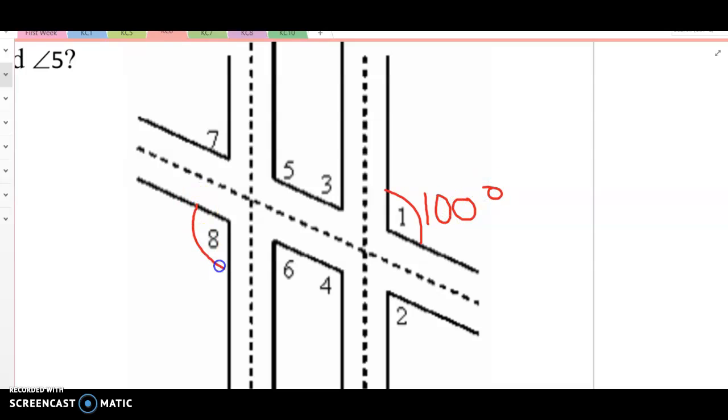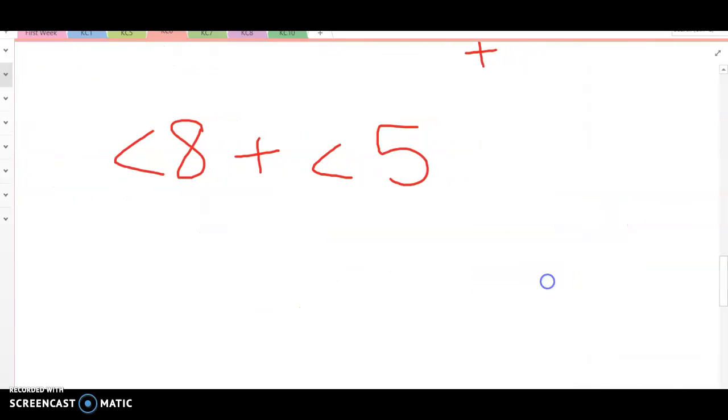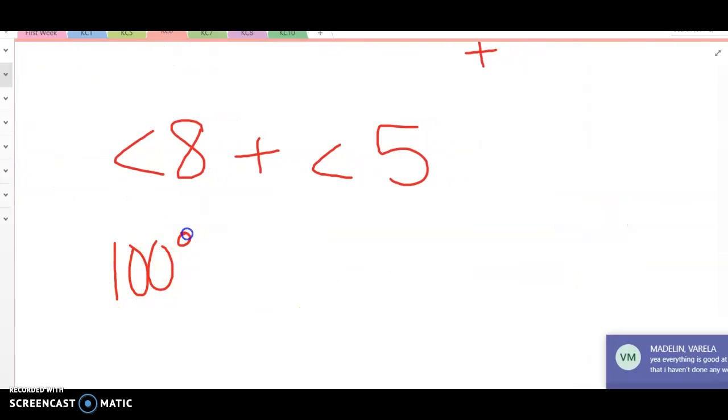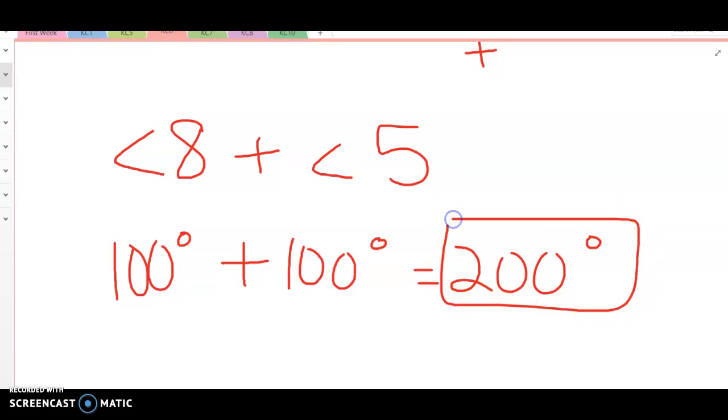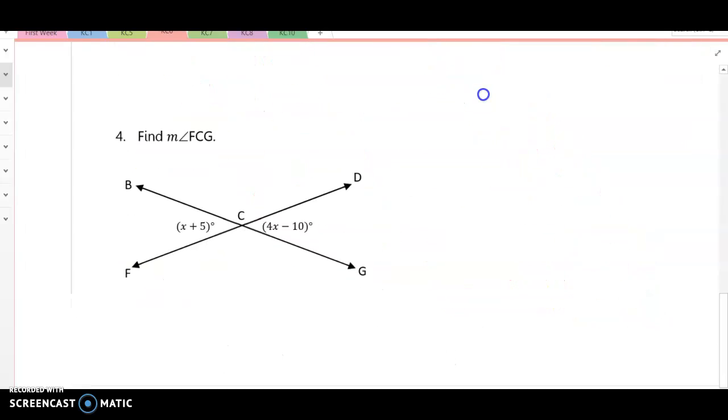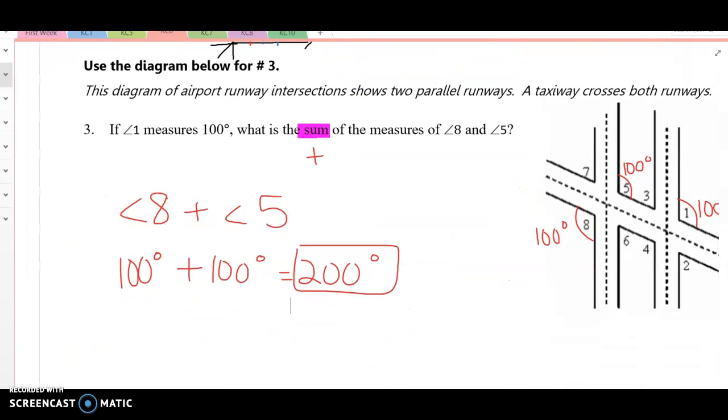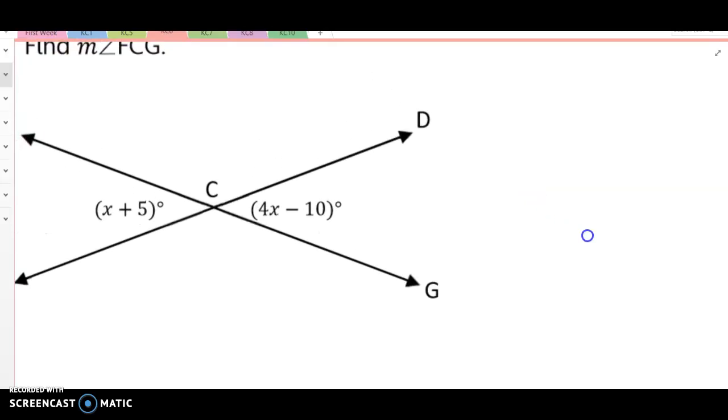Well, it looks like 1 and 8 are actually equal to each other. So 8 is also 100 degrees. And since 8 and 5 are across from each other, 5 is yet again 100 degrees. So we figured out 8 is 100 degrees, 5 is 100 degrees. So when we put them together, 100, and then we add the other 100 degrees onto it, we get 200 degrees in total. Right? So we found the sum of those 2. We added them together. All right, so last one.